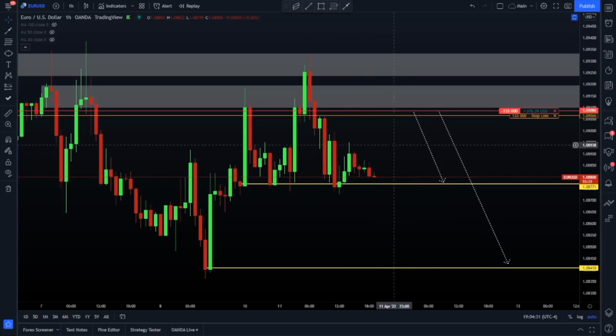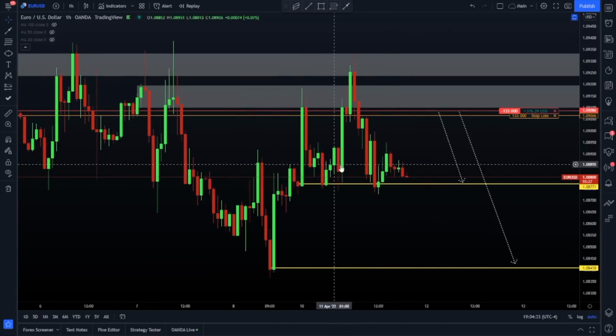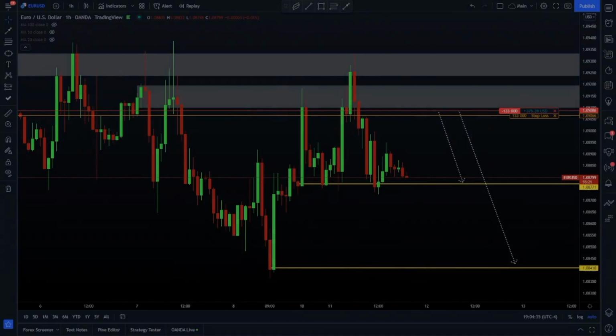So I'm in a good spot with this. I'm going to go ahead and give this some more time, see if we can break through structure and go from there.